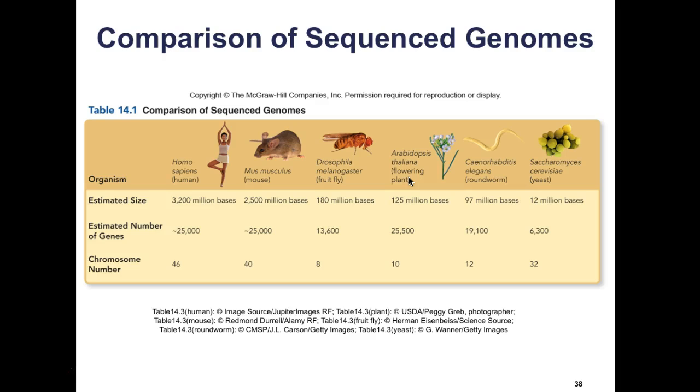And here you can see a comparison of sequenced genomes. So estimated size, for us, we have about 3.2 million bases, an estimated about 25,000 genes on 46 chromosomes. You could see the roundworm. Roundworms are model organisms as well. They have 97 million bases and about 19,000 genes, which are found on 12 chromosomes. Saccharomyces cerevisiae is yeast, 12 million bases, 6,300 genes, found on 32 chromosomes. And there, of course, is our friend the fruit fly.